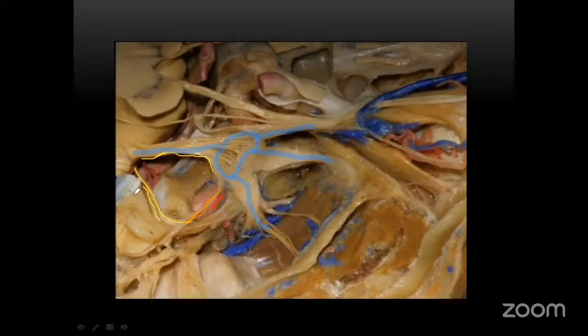There is also a superior and inferior division. This is the superior division of the vestibulocochlear. Just below this superior one, there will be the inferior division of the vestibulocochlear, and this is the labyrinthine artery.